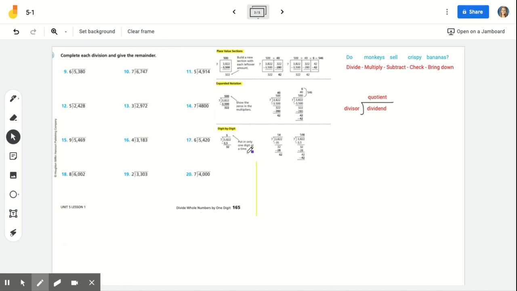So again, there's three methods that we are learning on how to solve division problems. We've been practicing a lot with the digit by digit method. And right now we're going to practice the expanded notation and the place value sections method.